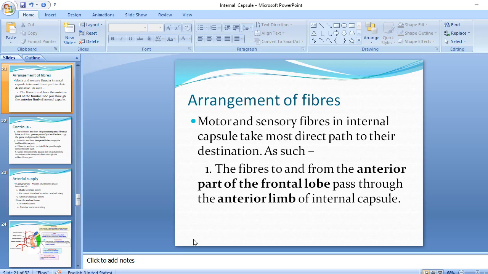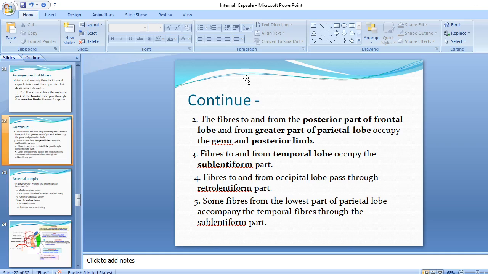Let us see the arrangement of these sensory fibers and the motor fibers. The motor and the sensory fibers in the internal capsule take the most direct path to their destination. As such, fibers to and from the anterior part of the frontal lobe pass through the anterior limb of the internal capsule. The fibers to and from the posterior part of the frontal lobe and from the greater part of the parietal lobe occupy the genu and the posterior limb.